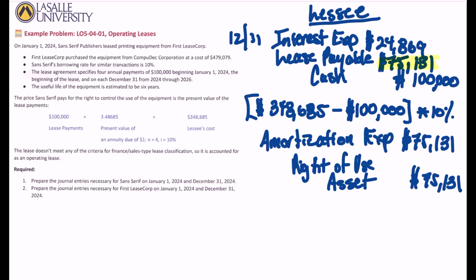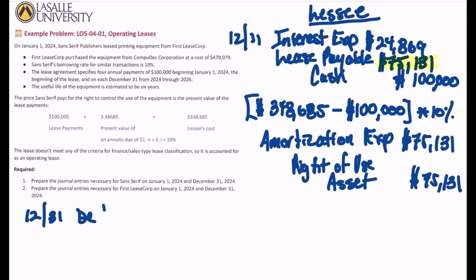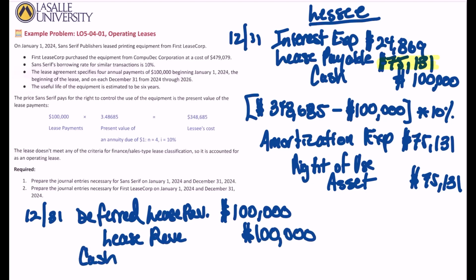What about the lessor? What do we do as the lessor on December 31st? Well, on 12/31, we've got to do a couple things. The first is previously we had deferred lease revenue. We want to recognize that from the January 1st payment. So for deferred lease revenue, we want to just say credit lease revenue here as well. So that's 100,000. And then we receive in advance the second lease payment, so we have to again record deferred lease revenue for that second payment on December 31st.